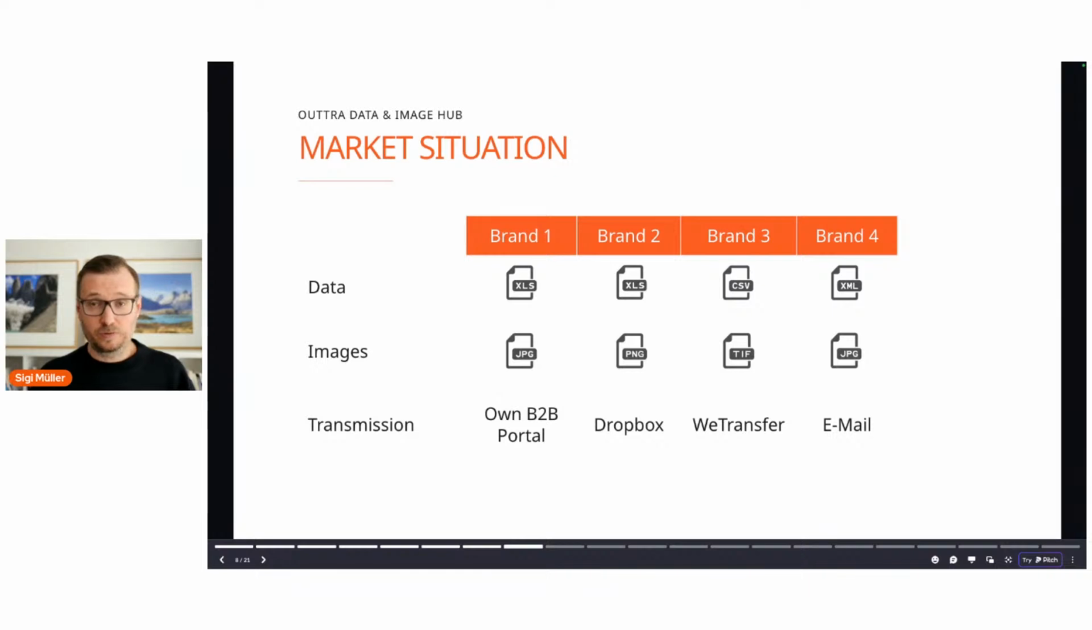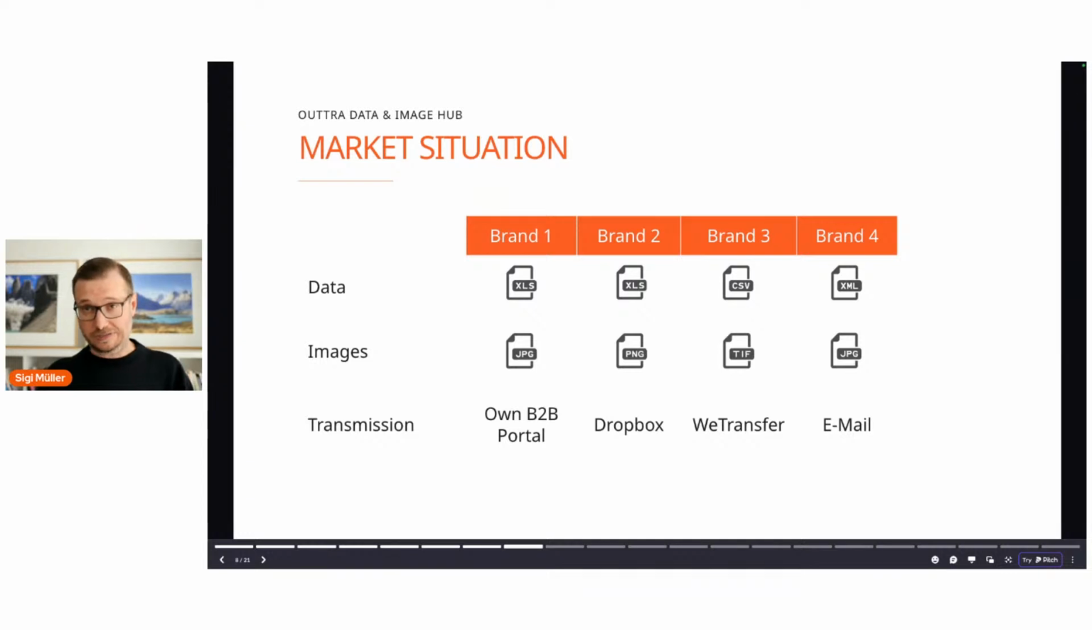Because right now we have the problem on the retailer side that, for example, they have 4 brands in this case, but most of the retailers have 200 brands. So brand 1 in this case sends the data via XLS and the images via JPEG via their own B2B portal.